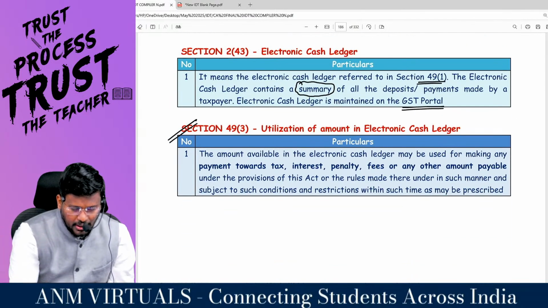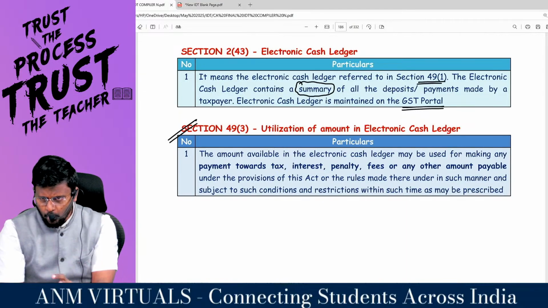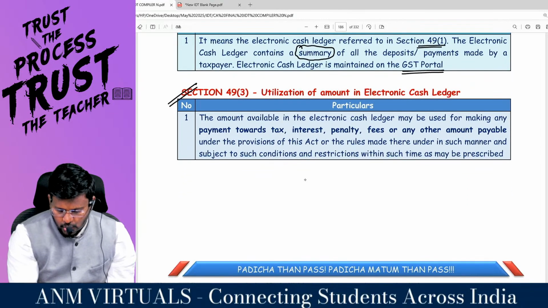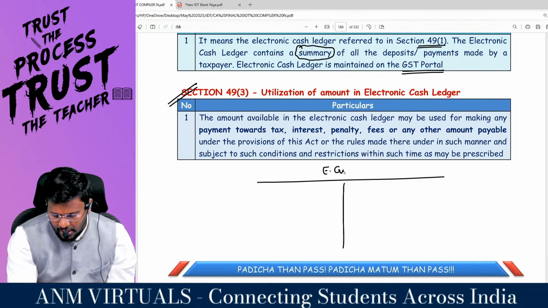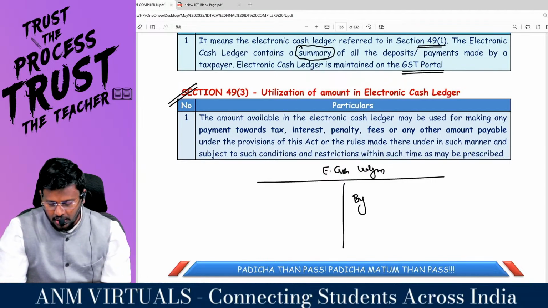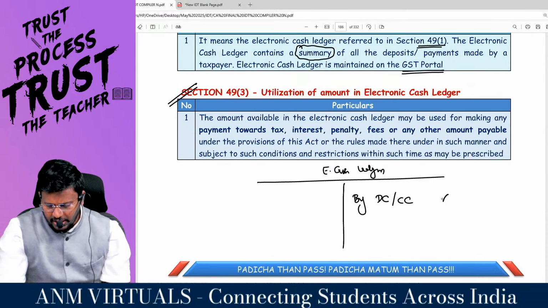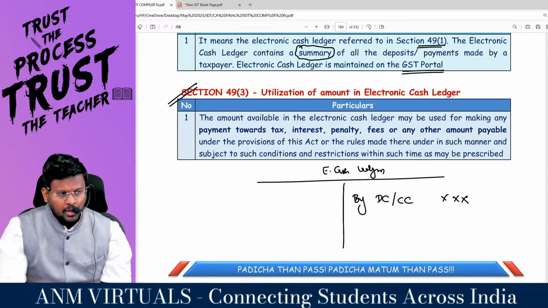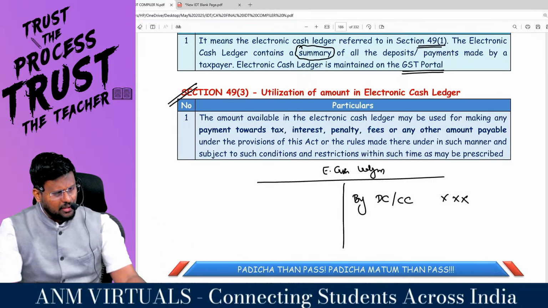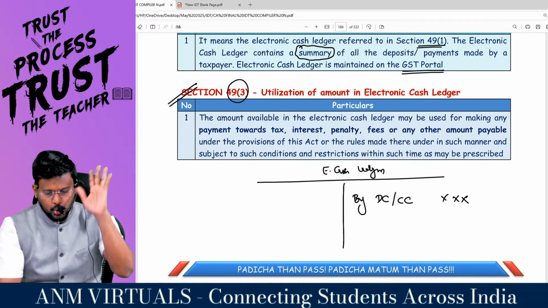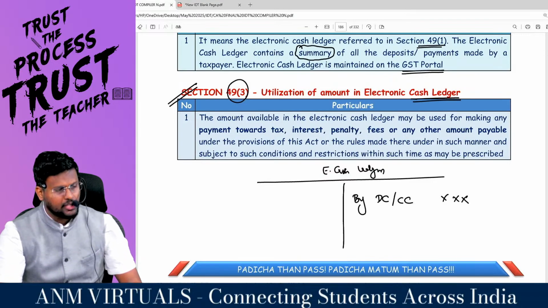Against what you can utilize that money is the question. Now, as a taxpayer, you deposited 10 lakh rupees to the electronic cash ledger. If this is the electronic cash ledger, it would have been credited by net banking or by debit card or credit card, whatever it may be. The balance is available in the electronic cash ledger. For what purpose can you utilize that? That's section 49 subsection 3, utilization of amount in the electronic cash ledger.